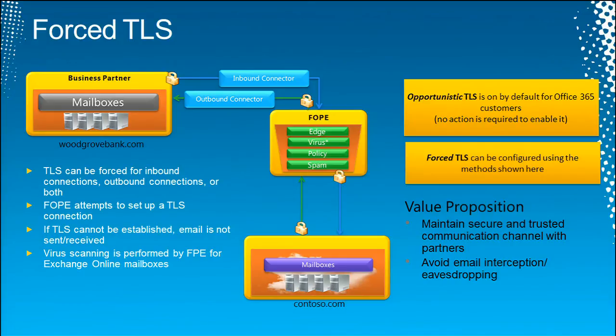So when it's an on-prem customer, in this example, the mail would come in that inbound connector, go through the FOPI edge filtering, virus filtering, policy filtering, spam filtering, and then be routed to the on-prem environment in the mailboxes for contoso.com. Outbound mail, same thing. It will go from the on-prem environment, and you can configure that communication between the on-prem environment and FOPI to be encrypted, and then FOPI will force that connection on the outbound. This question in the back?